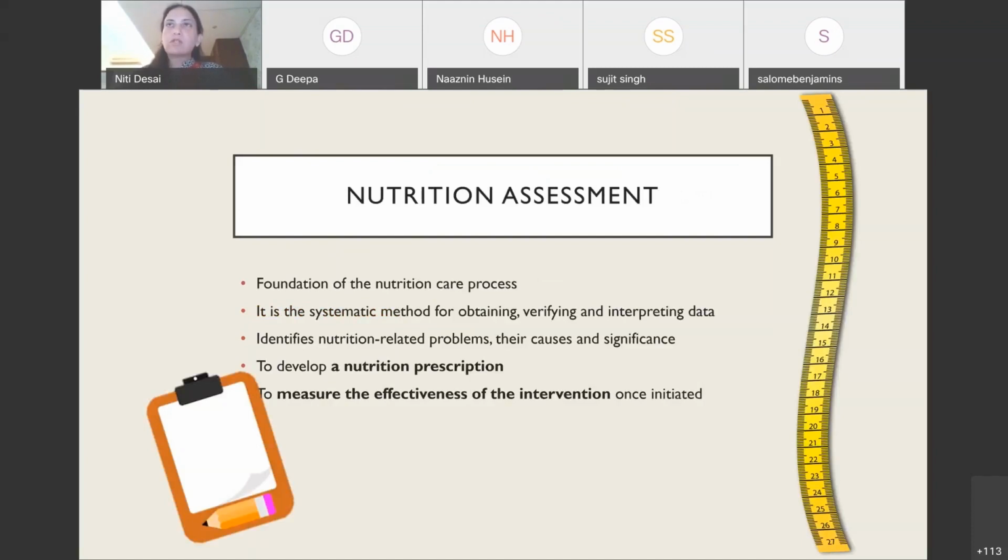This is, of course, the foundation of the whole NCP. In fact, it's a systematic method for obtaining, verifying, and interpreting the data that we gather, from which we tend to identify problems which are nutrition related and their causes, and how important they are in the whole scheme of things when we see a patient with multiple comorbidities or multiple issues. On the basis of this, we develop the nutrition prescription, and of course, then the same tool is again used to measure the effectiveness of the intervention.